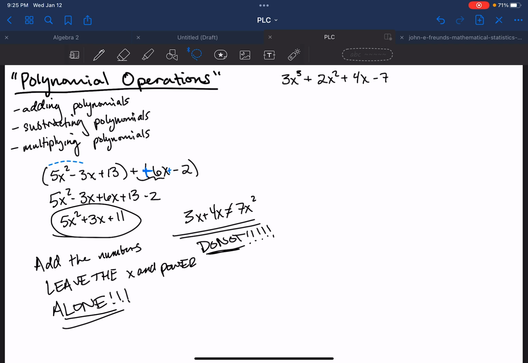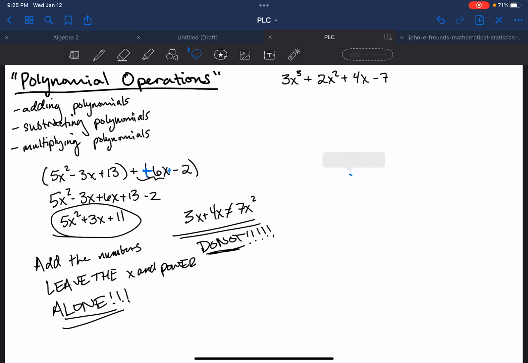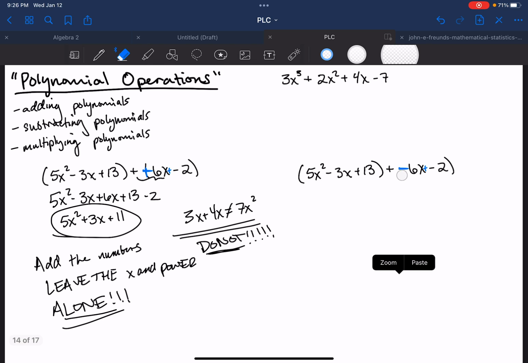Kind of in the same vein, let's go ahead. I'm just going to copy this over. I'm going to use this exact same one just to show you the difference between the two. So if I were to take this, redo it, and make that a subtraction, a minus, instead, it's going to change it slightly, but it's not really going to change what we're doing.